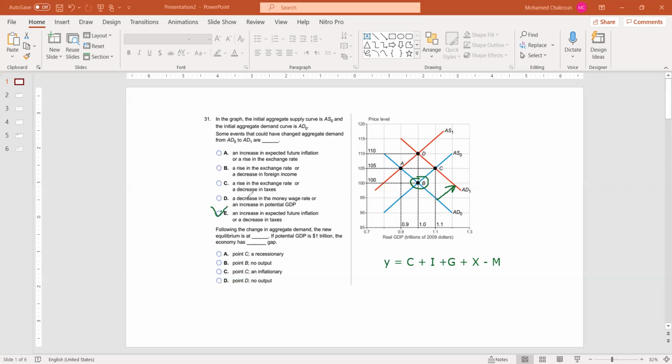Second part of the question, following the change in aggregate demand, the new equilibrium is at point C or point B or point D. So when the aggregate demand curve shifts to the right, the new equilibrium will be the point of intersection of the new aggregate demand curve AD1 and the aggregate supply curve, the initial aggregate supply curve, which remains unchanged. So the new equilibrium is point C.